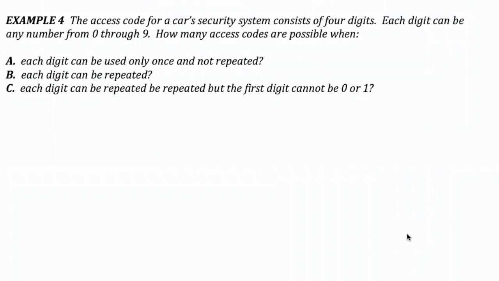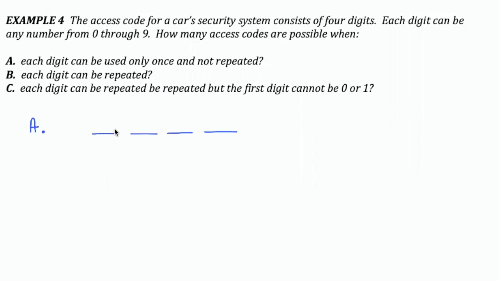Suppose the access code for a car security system consists of 4 digits. Each digit can be any number from 0 through 9. How many access codes are possible when each digit can be used only once and not repeated? The first important piece of information is that the access code has to be 4 digits. So I'm just going to put down 4 blanks, and each one of these blanks represents one of the digits in the code.